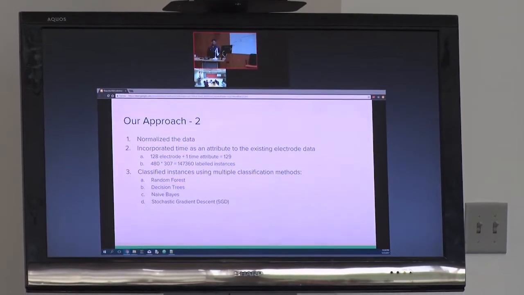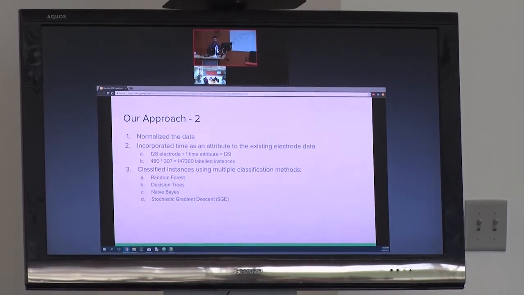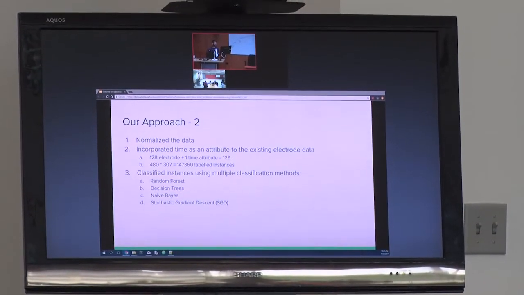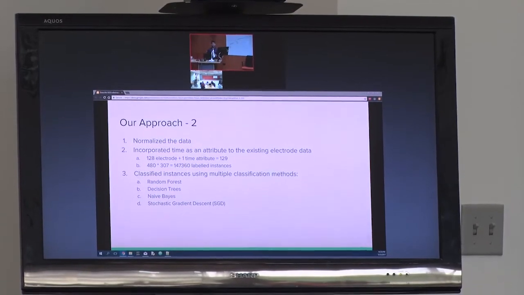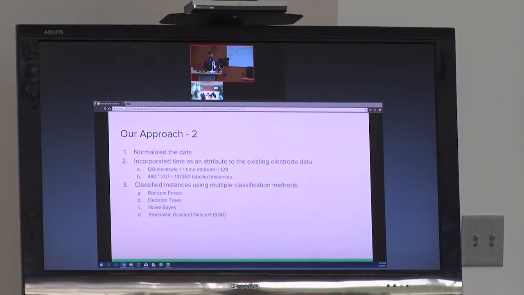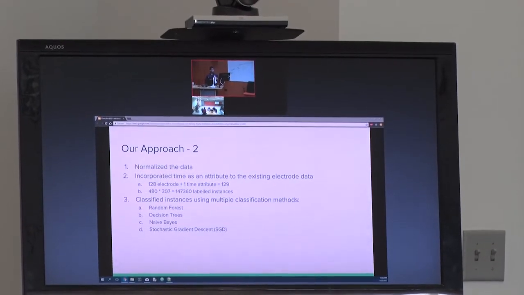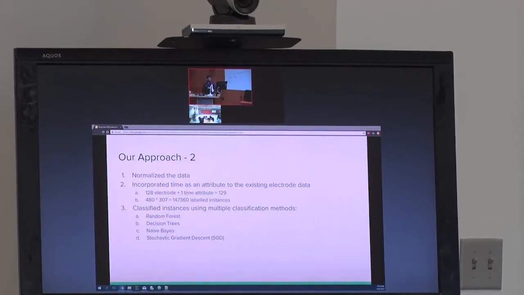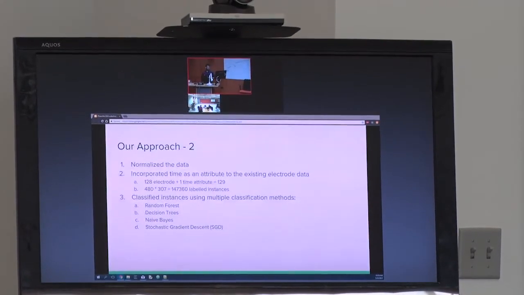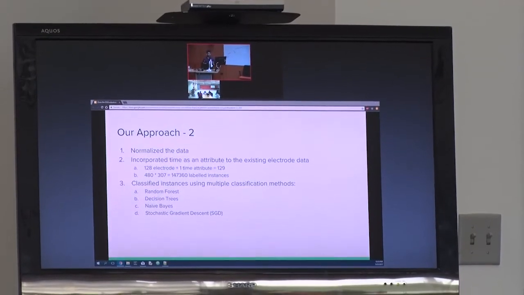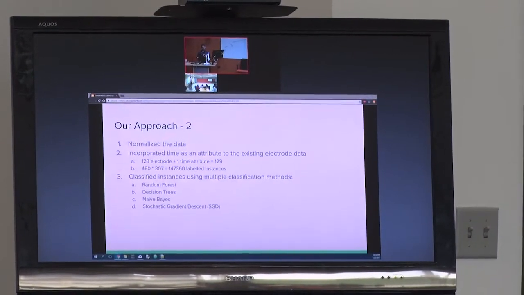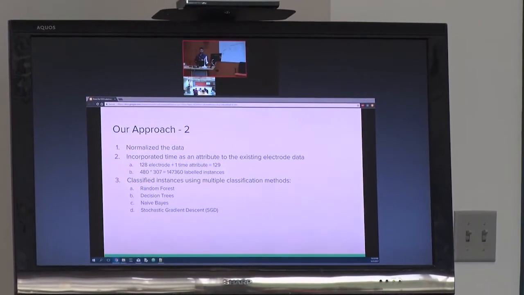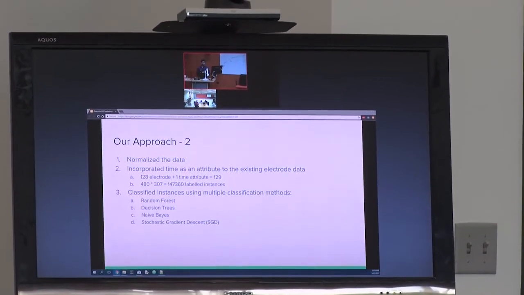Then we tried to incorporate time as a new attribute of the data set itself, so that we could easily classify it using a single classifier. Since we had 128 electrode data already, by adding one more attribute, we had a total of 129. Because we had 480 trials and 307 time steps, we had a total of 147,360 label instances in our entire training data set.